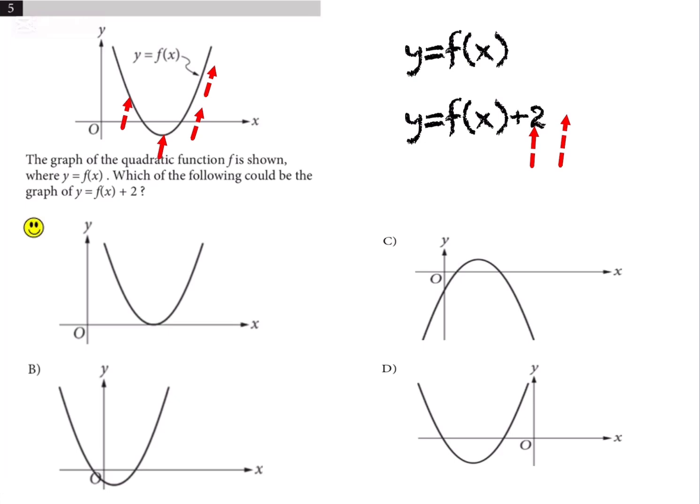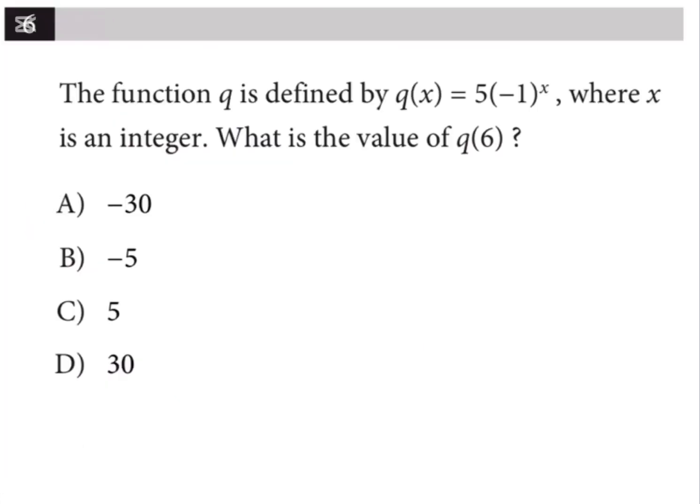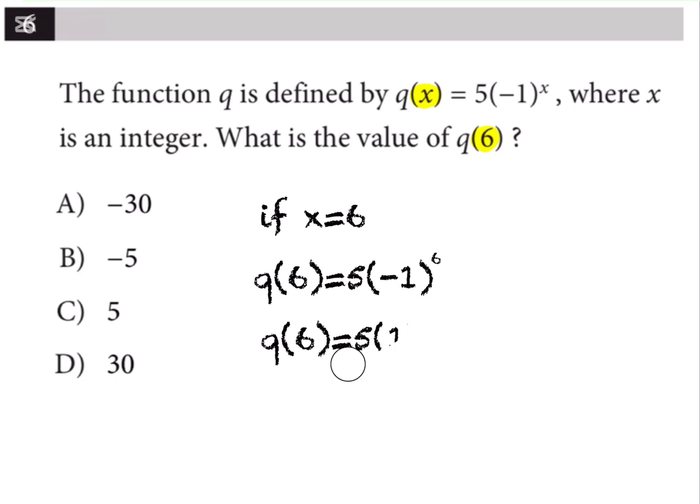To find the value of the function q of x when x equals 6, we substitute 6 for x in the expression for q of x. If there are any terms with negative numbers raised to even powers, it's important to remember that even powers of negative numbers yield positive results. So, negative 1 to the power of 6 equals 1.